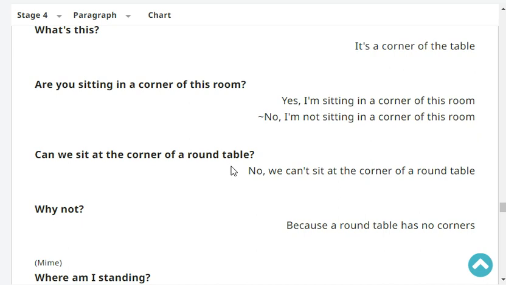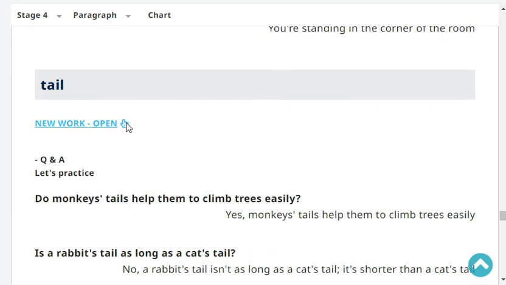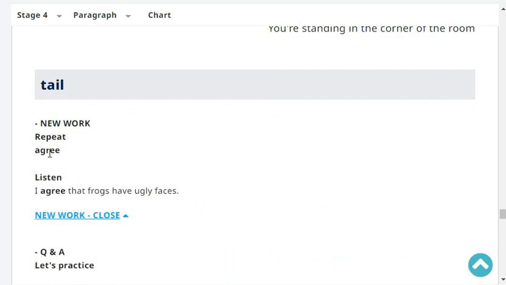Can we sit at the corner of a round table? No, we can't sit at the corner of a round table. Why not? Because a round table has no corners. Where am I standing? You're standing in the corner of the room. Next, repeat. Tail.